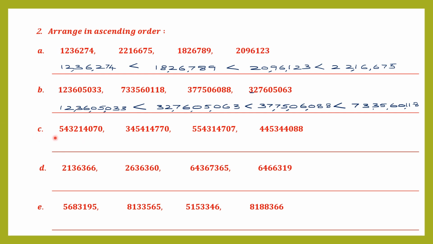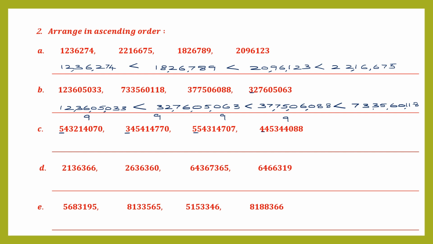Now let's go to question C and count the number of digits. So here we have 1, 2, 3, 4, 5, 6, 7, 8, 9. 9 digits. The others also have 9 digits. So they're all 9-digit numbers. So the next thing to do is look at the digit in the extreme left. Here we have 5, 3, 5 and 4. Let's underline that. 5, 3, 5 and 4.